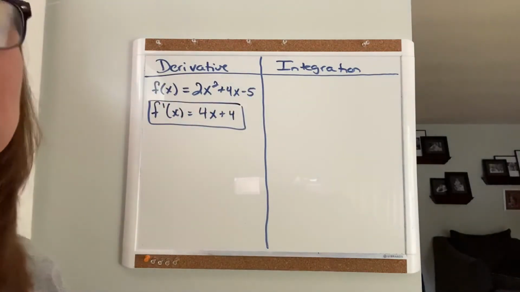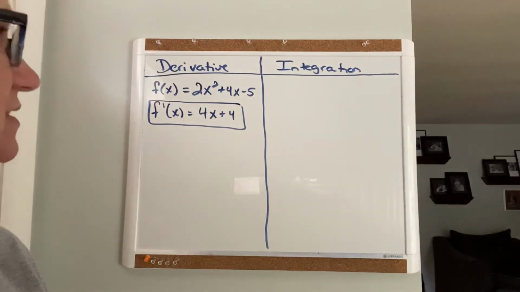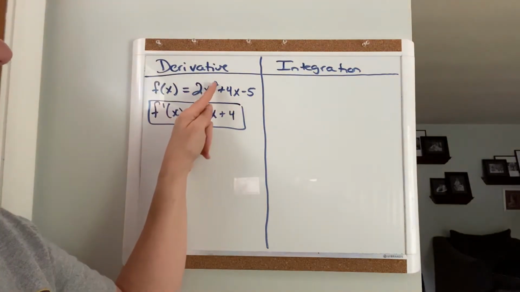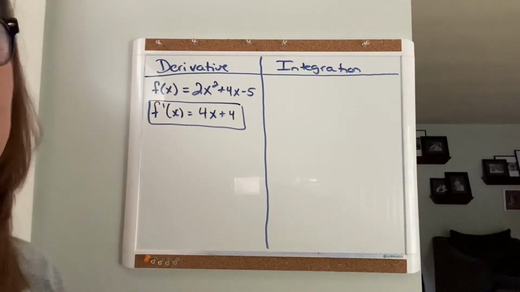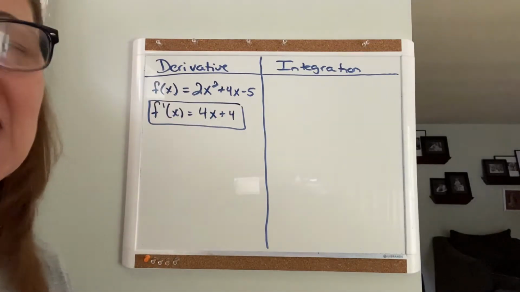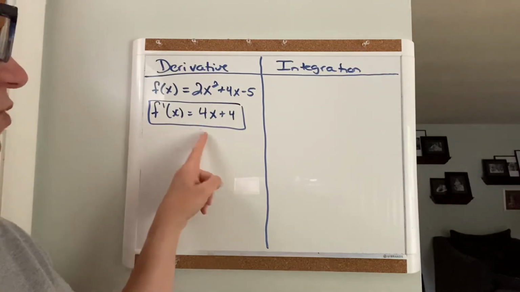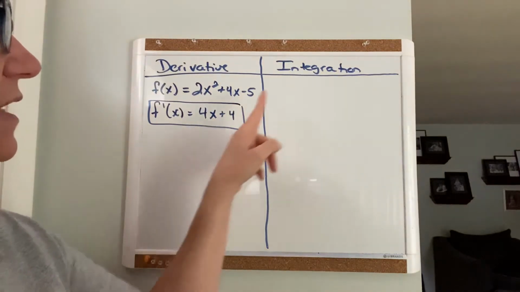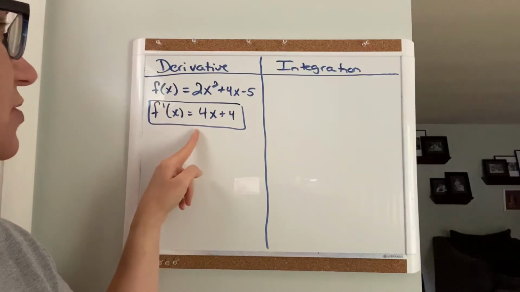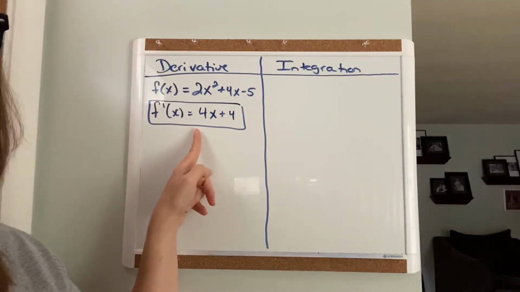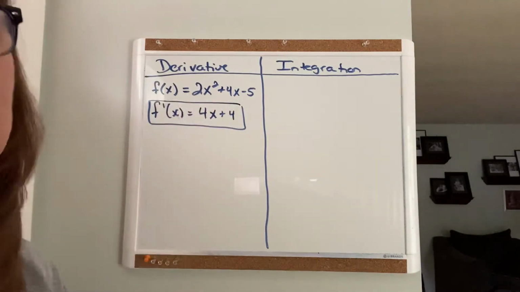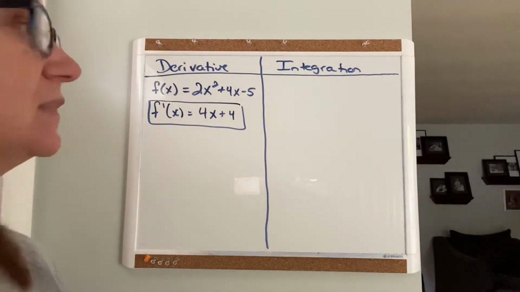So what integration is, you're going backwards. So to do the derivative, you have to multiply and subtract. The opposite of that is division and addition. So we're going to use this. Basic integration is where you are taking the first derivative and going backwards and trying to find the original function.